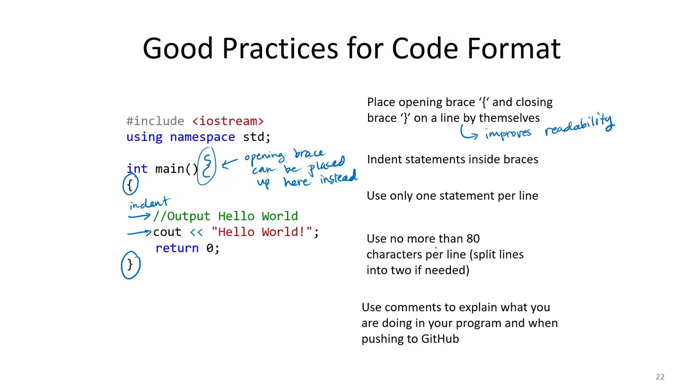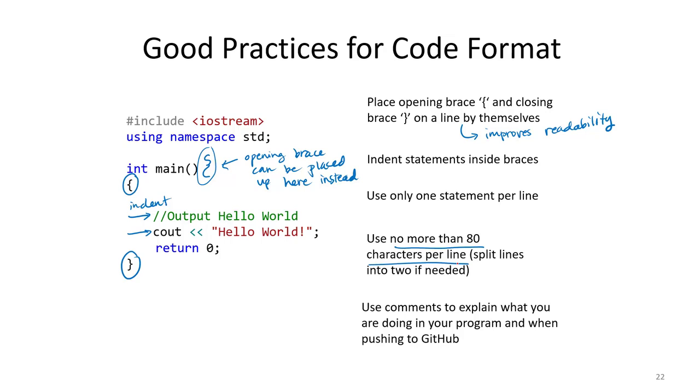Next one, generally we want to use no more than 80 characters per line. So if you have a very long line of code you're trying to output, you'll want to split that line into two if you need. The reason for this, again, is readability. You want to make sure your code is easy to read and that none of it appears cut off.